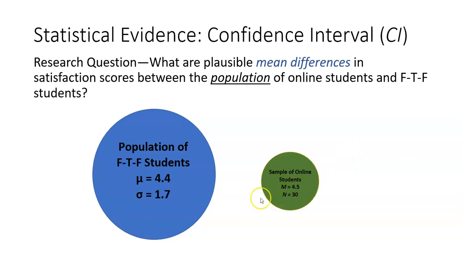So we need to compute a confidence interval to figure out what's the plausible range for the mean difference between this population of online students and this population of face-to-face students. How big might that difference be, given the sampling error that we expect? So we're going to compute that now.